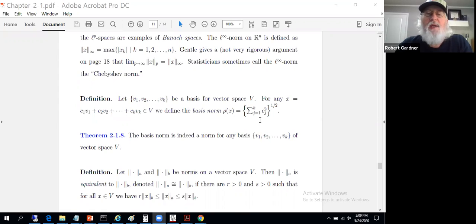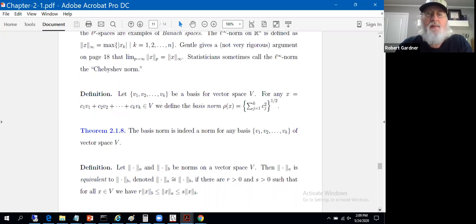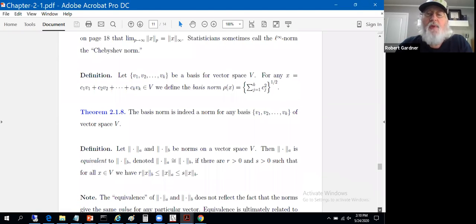And we need to go through and verify that this thing really is a norm. So we need the three properties. The third one was the triangle inequality, the one we'd anticipate having maybe the most trouble with. We've got Schwarz's inequality already, and we're not that far from Euclidean spaces and Euclidean norms in this stuff. So let's go through the proof that the basis norm is indeed a norm for any basis V1 through V sub k of a subspace of Rn.